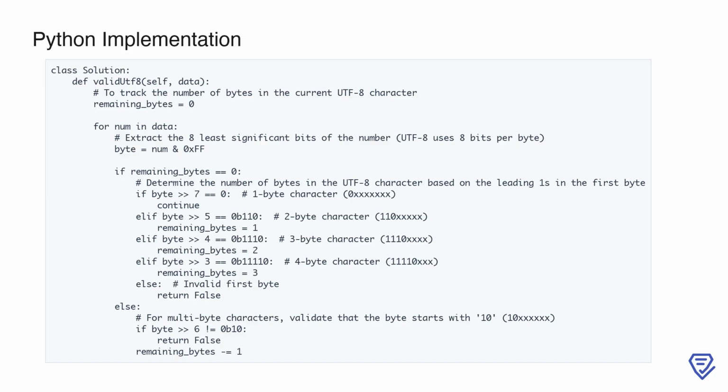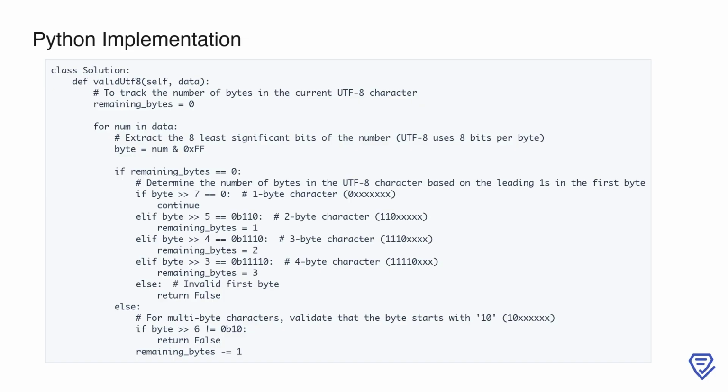The variable remaining_bytes is initialized to 0, and it will help us track how many additional bytes are expected for a multi-byte UTF-8 character. We then iterate through the input data, where each integer represents a single byte. To ensure we're only working with the least significant 8 bits of the number, we apply a bitwise AND operation with 0xFF.